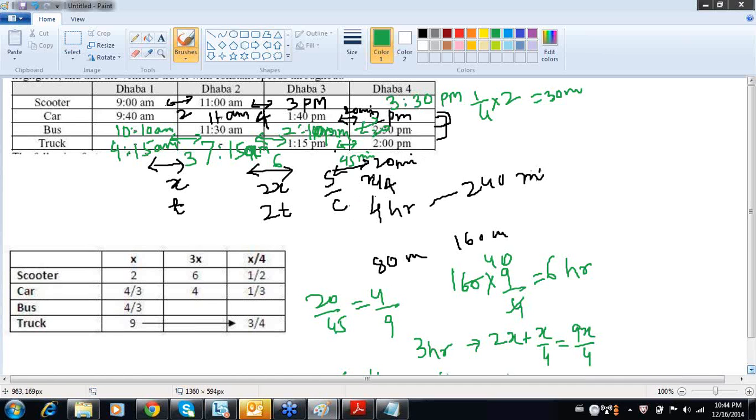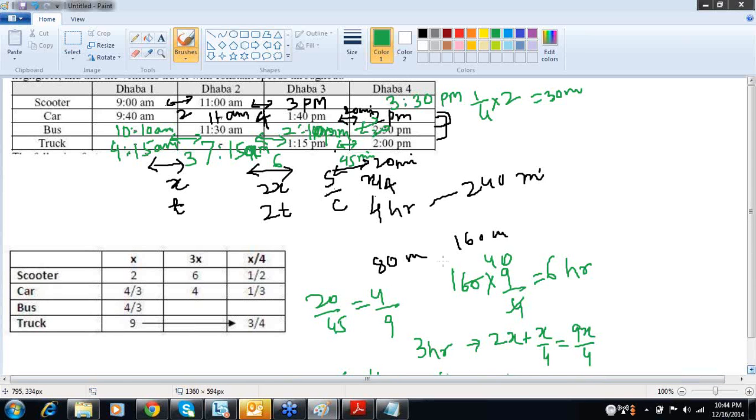Do you guys have a problem or did you get everything? Everybody got it, or should I explain it once again? Because it involved a lot of calculation, so I think, okay, let me explain once again.